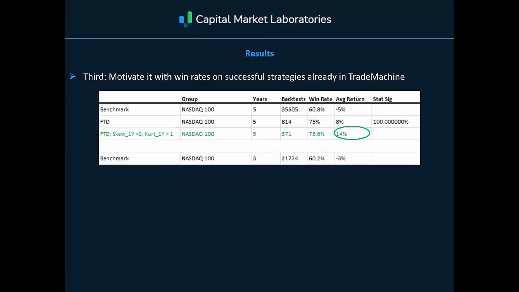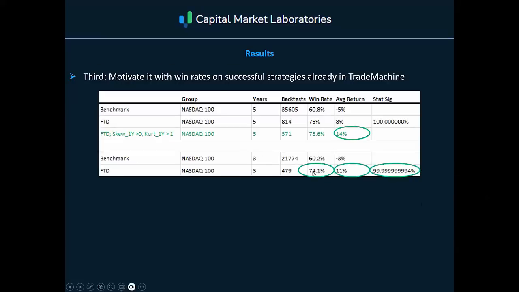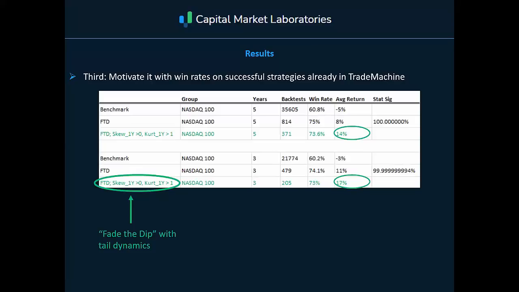Over 3 years, this is actually not the NASDAQ 100. I don't know why it says that. This is the S&P 500. Sorry. You've seen these numbers. This is the same numbers from prior slides. Now fade the dip. Look at the win rate. Statistically significant, from a 3% loser to an 11% winner. Fade the dip with tail dynamics: 17% returns.